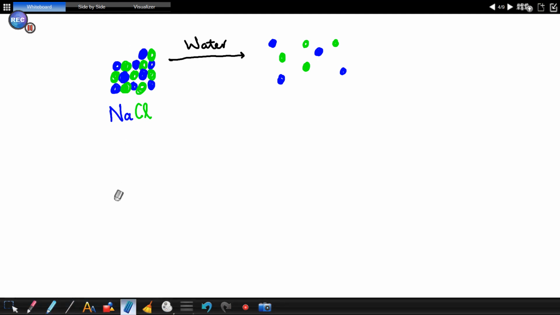So I'm eating away at my crystal, the ions are going into solution. So another green one, another blue one will go into solution. So I need to take them away from my crystal.